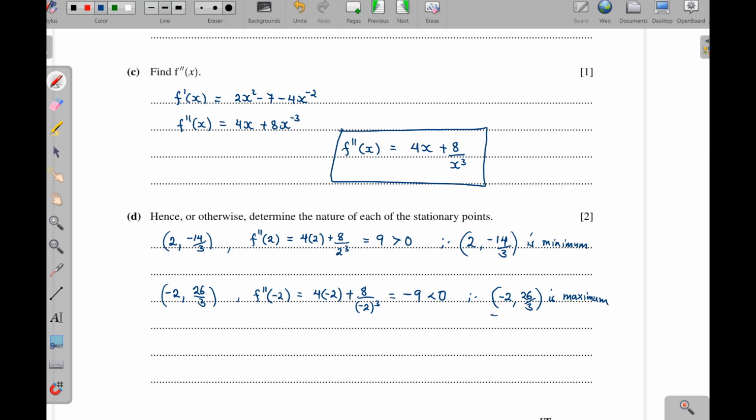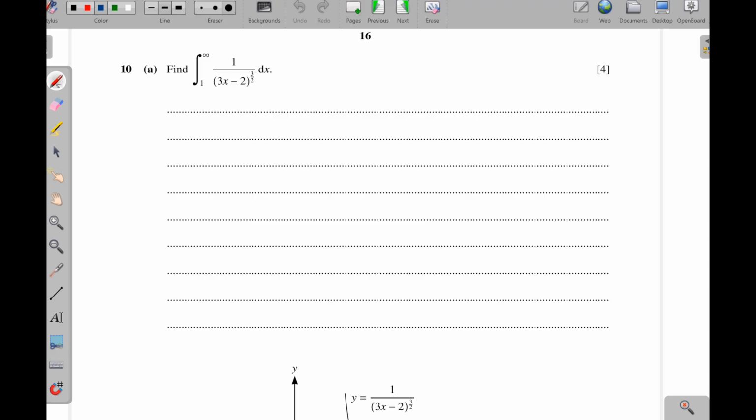So that is that. Then question 10 is coming from integration part A. We integrate from 1 to infinity. This one here is going to be the integral from 1 to infinity. Then I can take this one first of all up. We have (3x minus 2) to the power of negative 3 over 2 with respect to x.